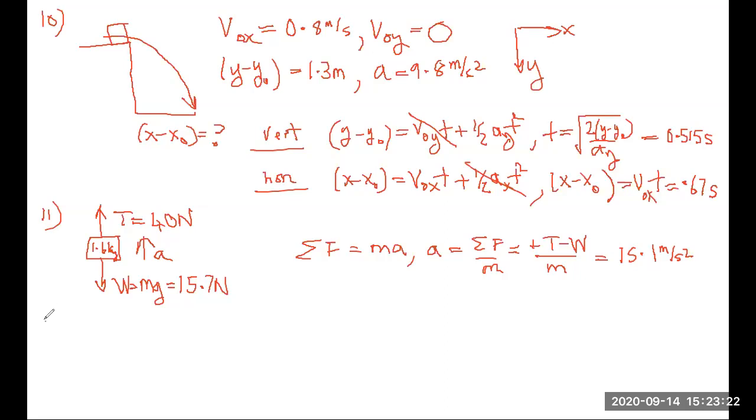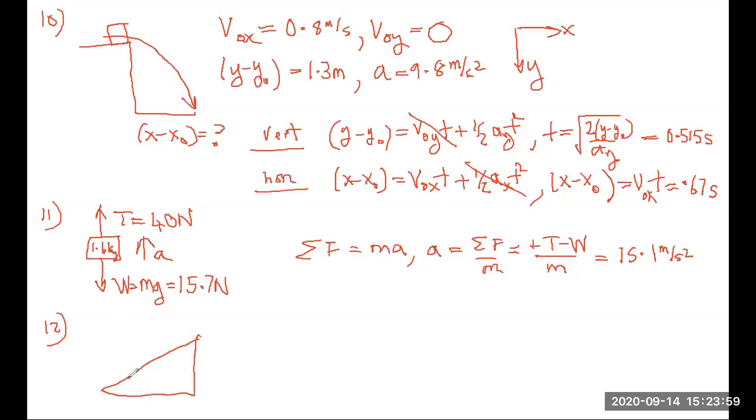Finally, 12. Okay, so 12 is the problem that you'll submit by writing out fully the solution. It says, consider a 1.5 kilogram block sliding down an incline at 25 degrees. We're told the coefficient of kinetic friction between the block and the incline is 0.14. We've got to calculate the normal force on the block, the friction force on the block, and the acceleration of the block. This is a problem that I always start by drawing a diagram.